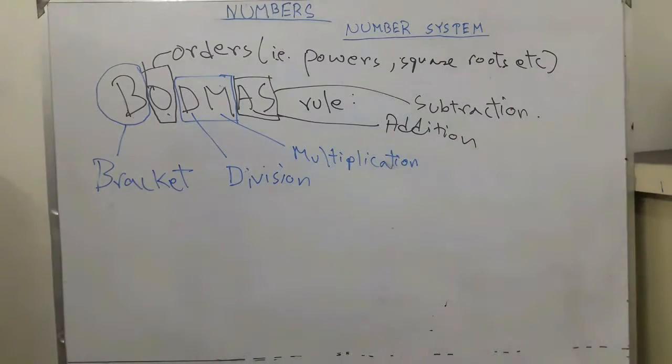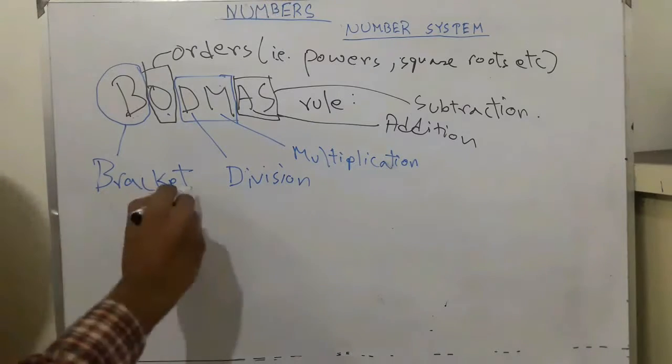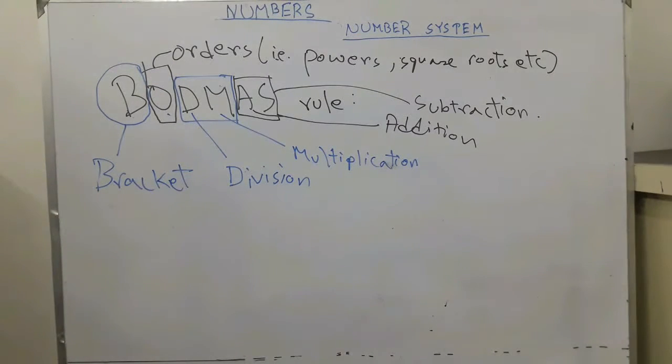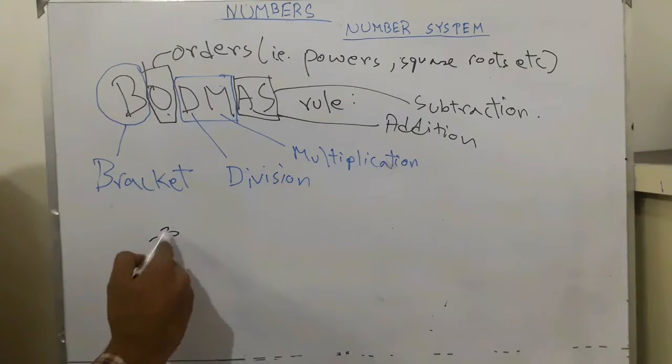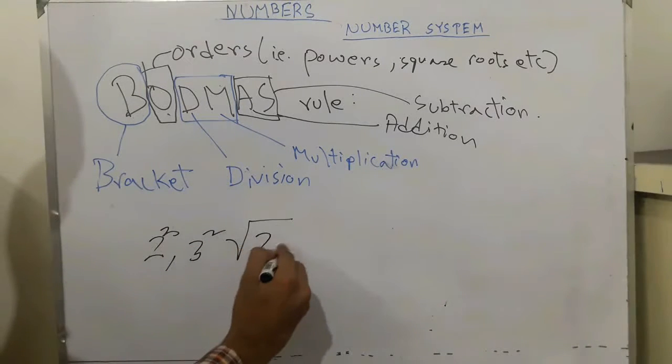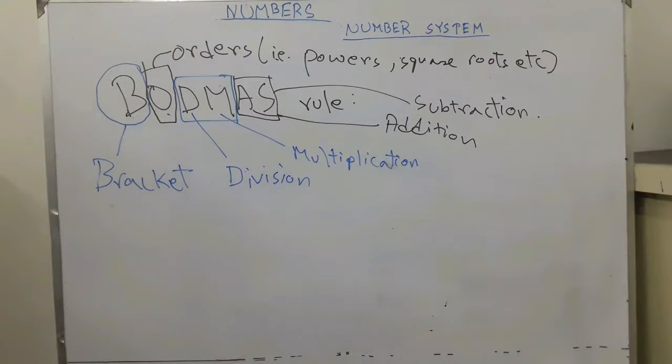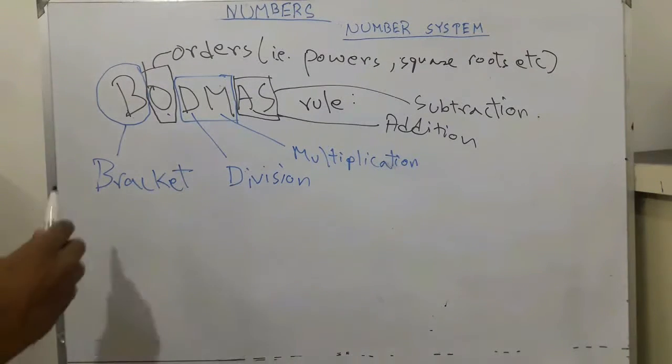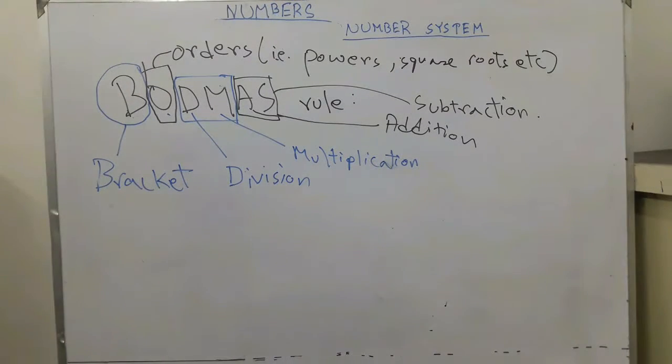To solve an operation of numbers, at first we must complete what is in the bracket, and then we must complete what are in the orders, like 2 to the power 2, or root over 25. And then we should do the division and multiplication. So if there is a division and multiplication together, we must go from left to right. And as for addition and subtraction, the rule is also the same. We must go from left to right and do the operation that comes first.